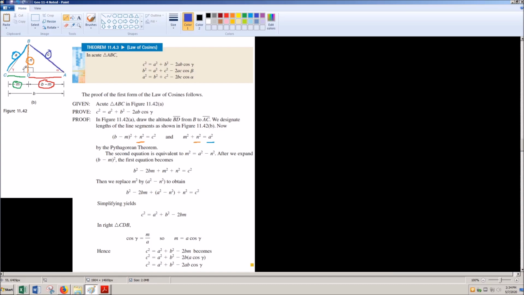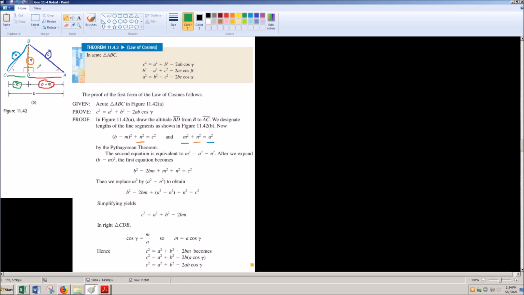So again, just focusing on the two right triangles B, D, C, and the right triangle B, D, A. So first, starting with the one on the left, we've got A, N, and M here. In this triangle, I've got, again, my M value. This is the triangle on the left. This triangle is just saying leg squared plus leg squared equals hypotenuse squared. Cool, that's all it is.